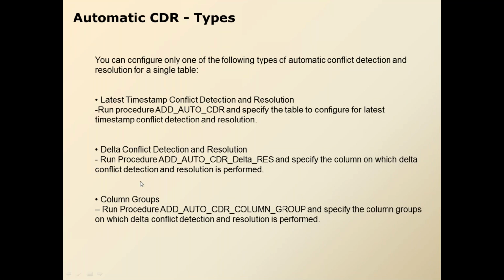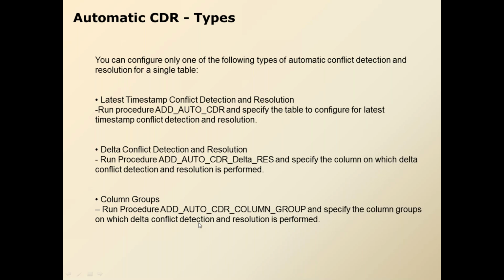You can also enable auto CDR on column groups as well. You can run the procedure called add auto CDR. To enable delta conflict resolution, you run the procedure add auto CDR delta res. To enable resolution based on the latest timestamp, you run add auto CDR. For delta resolution, you do add auto CDR delta res and provide the table name, and along with that you specify the column on which delta conflict resolution is performed.